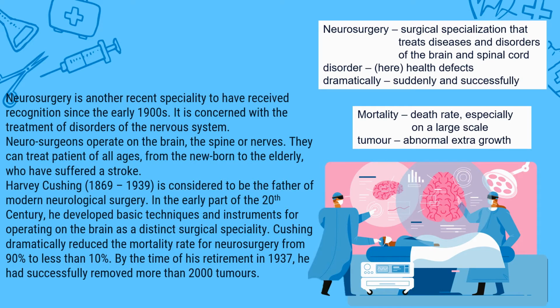Harvey Cushing is considered to be the father of modern neurological surgery. In the early part of the 20th century, he developed basic techniques and instruments for operating on the brain as a distinct surgical specialty. Cushing dramatically reduced the mortality rate for neurosurgery from 90% to less than 10%. By the time of his retirement in 1937, he had successfully removed more than 2,000 tumors.